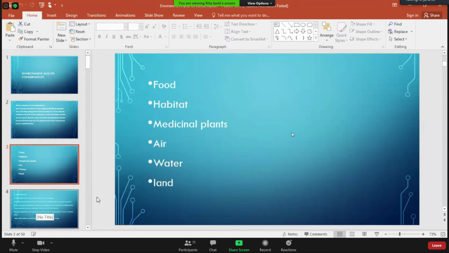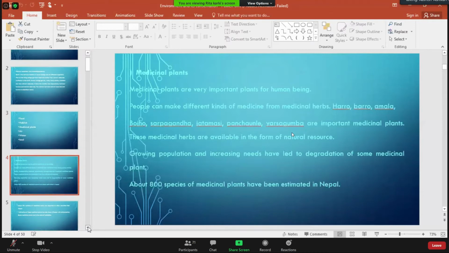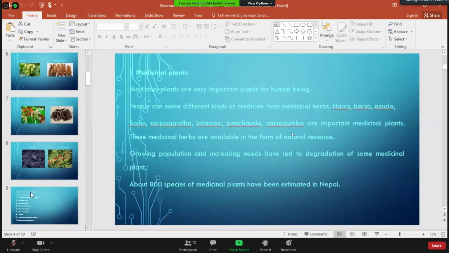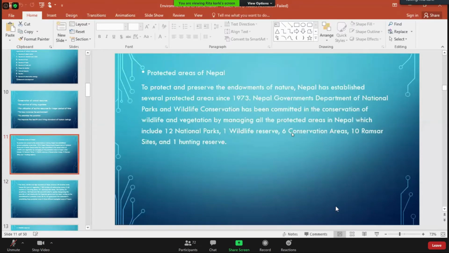Yes. The last time we studied varieties of the plants, varieties of the substances that are needed in our day-to-day life, and why those substances are extremely important to us, what is the major role of these substances in natural resources in the day-to-day life of each and every living organism residing on the surface of the earth.